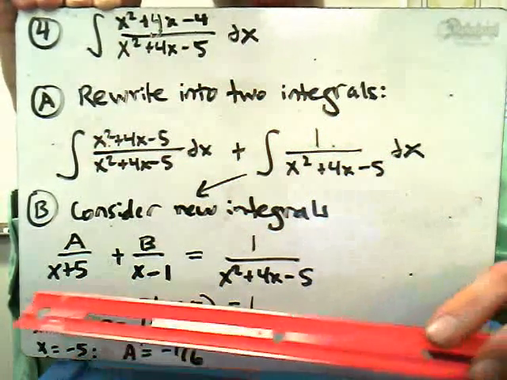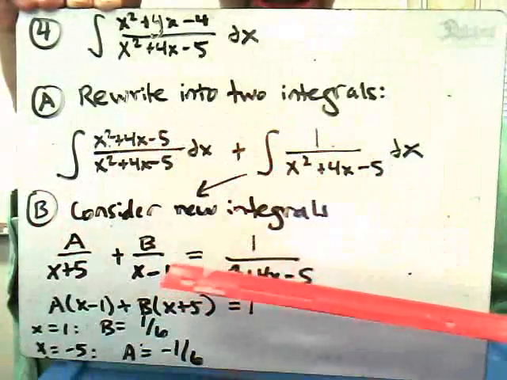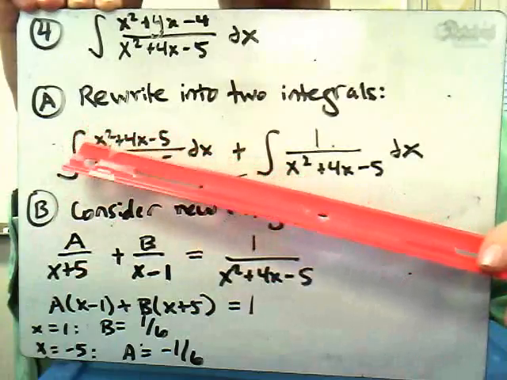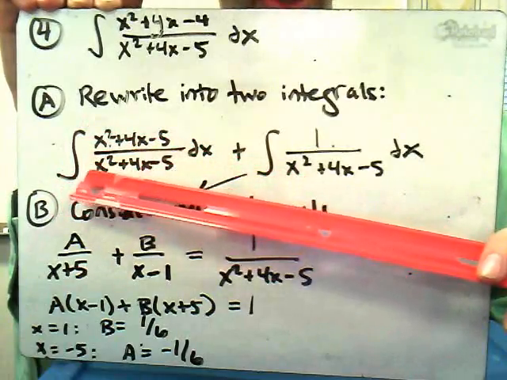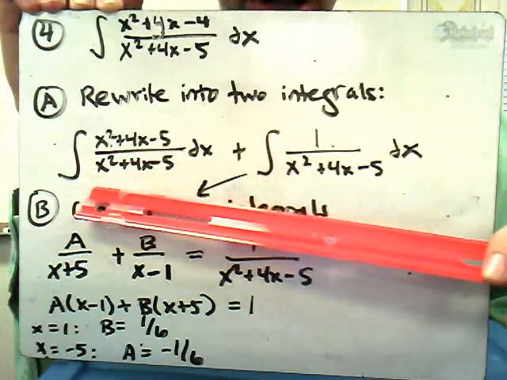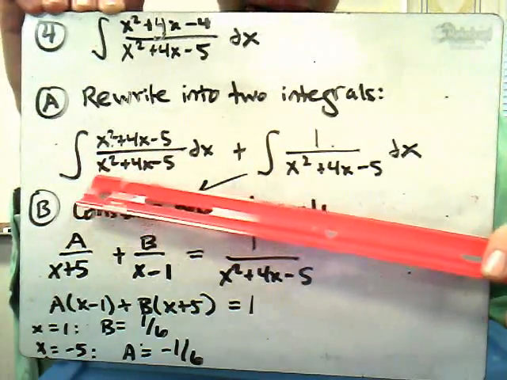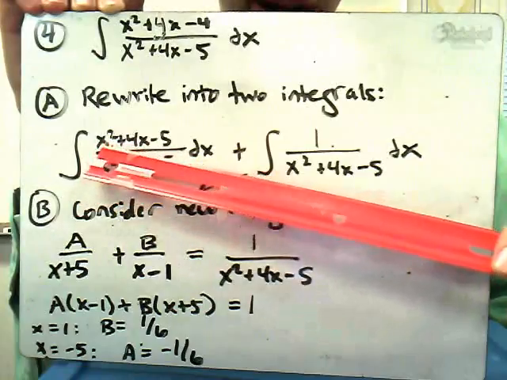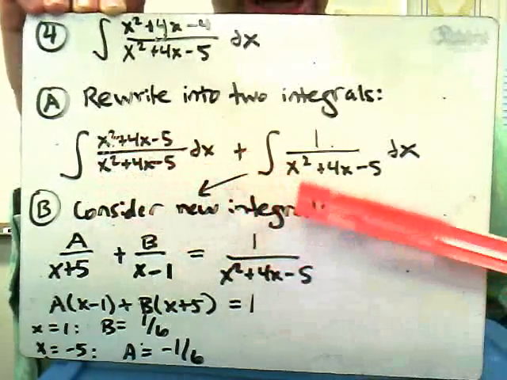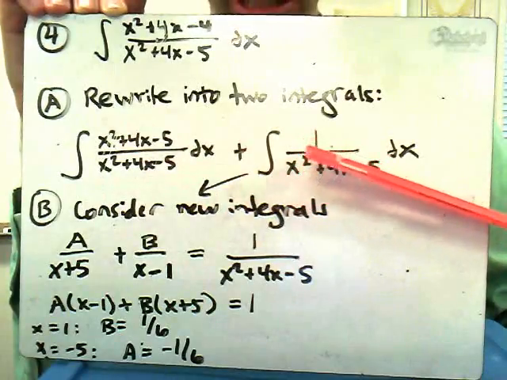We could use long division to try to solve this, but there's another quick technique that we can use, and that's rewriting this in two integrals. The first integral, you'll want to write the numerator as exactly the same as the denominator, and you'll see why in just a minute. So we have x squared plus 4x minus 5 over x squared plus 4x minus 5 dx. In the second integral, you want to include whatever's left.